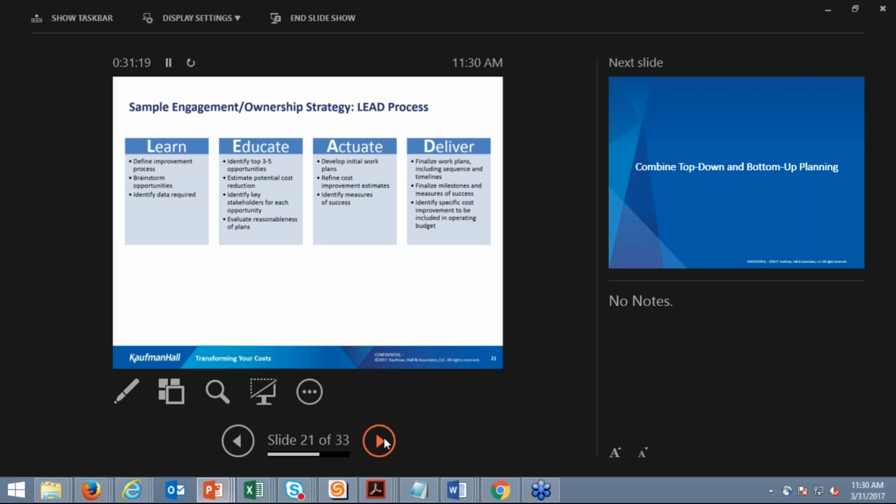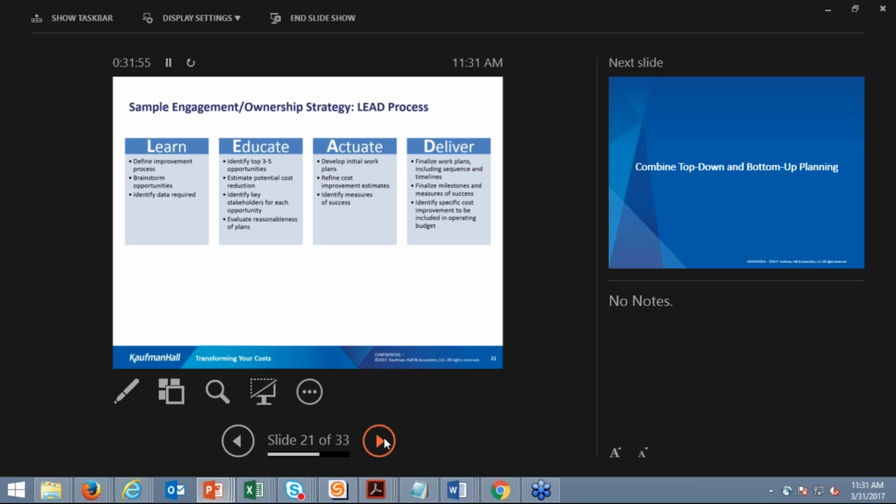So then we begin to take the clay and mold it a little bit. In the educate session, we're beginning to form what the opportunities might be, what the plans could be, and we're then beginning to quantify. So we're really molding that clay. We're identifying who needs to be involved in evaluating the reasonableness of plans. And so while we do a lot of work during these all-day sessions, really the bulk of the work is in between the sessions.